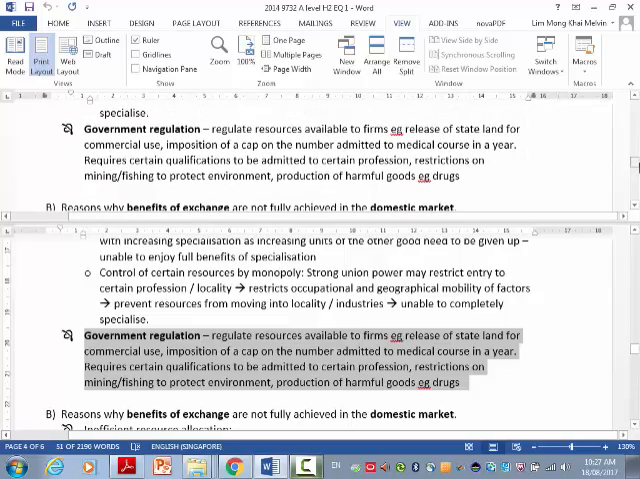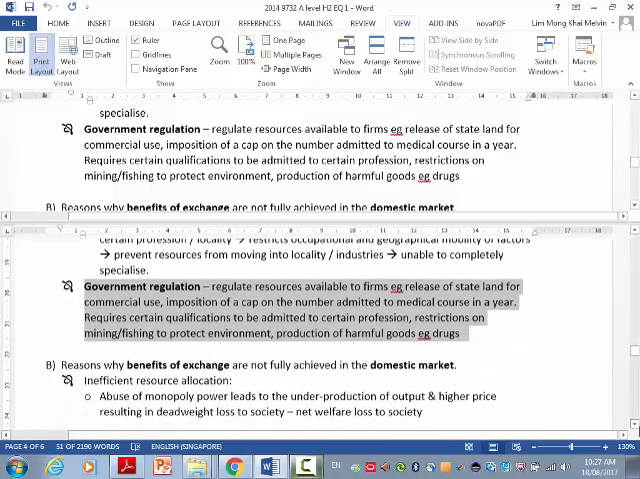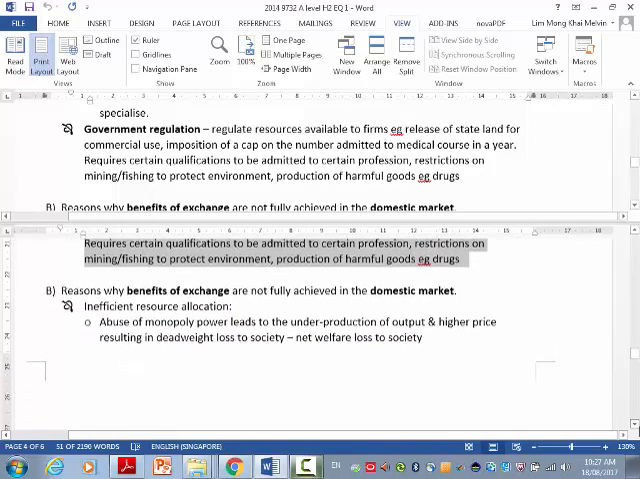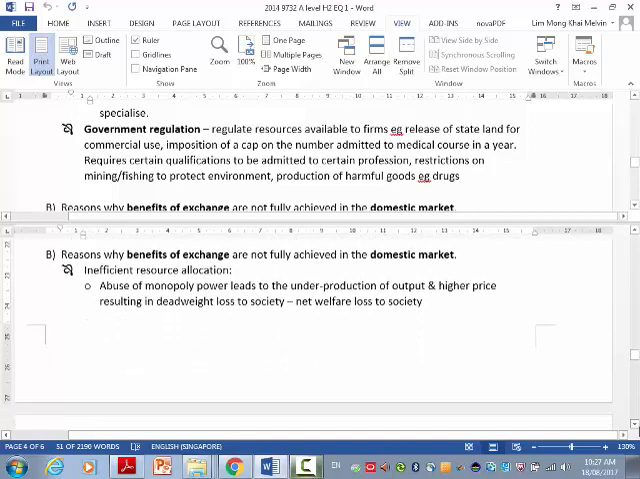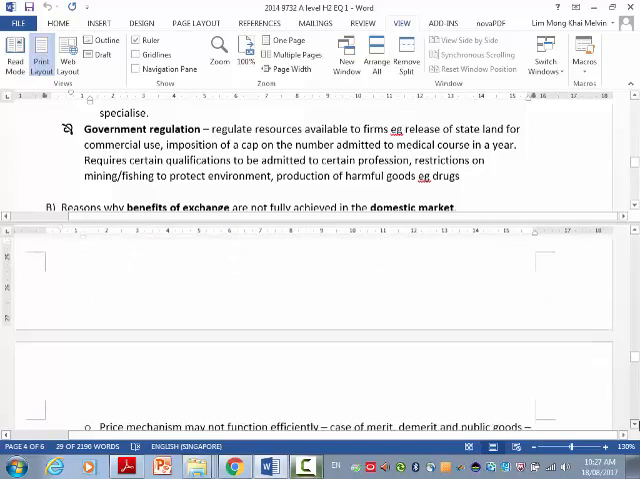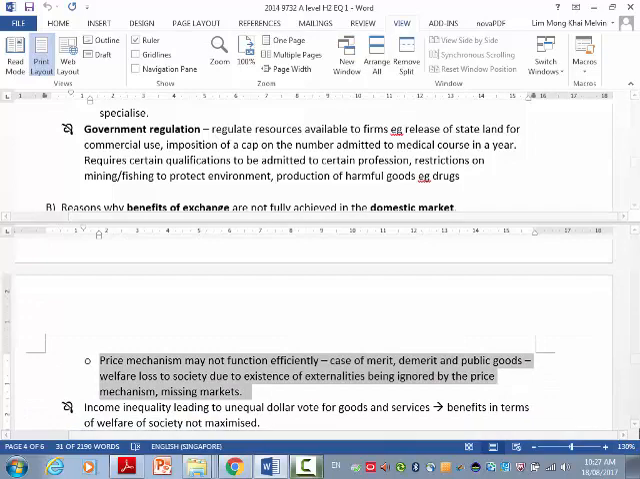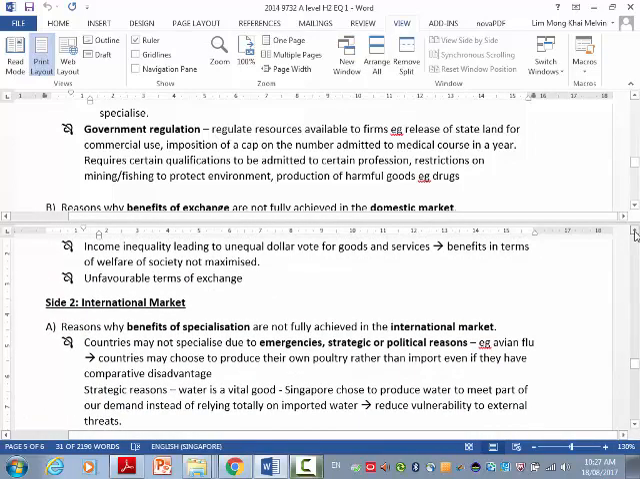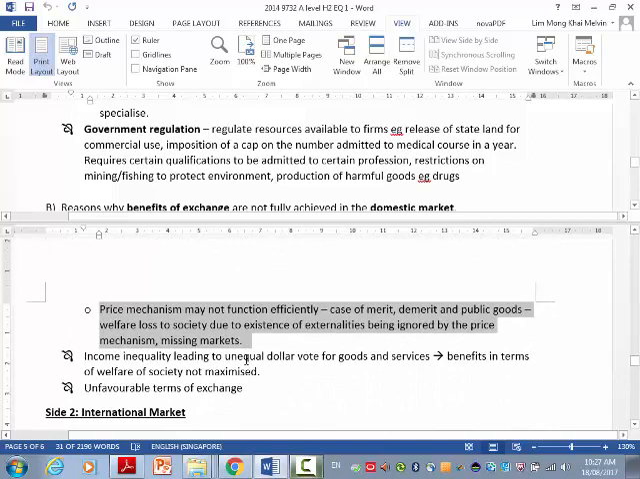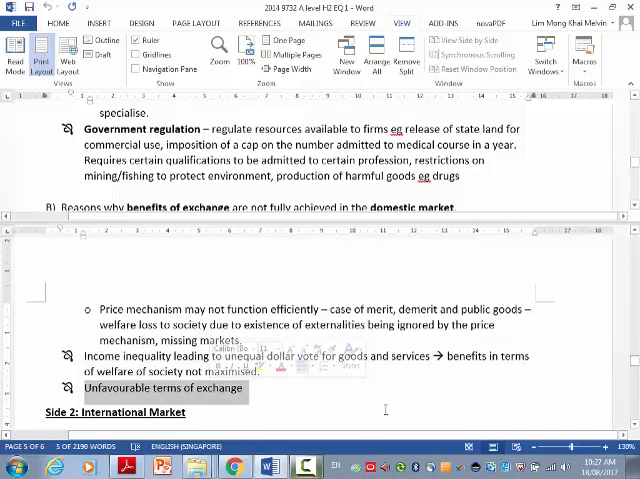Alright. Now move along. So for those who want to complete, you can look at the top. Now I move along. Reasons why benefits of exchange are not fully achieved in domestic markets. So now we're talking about benefits of specialization. Now we talk about exchange. Again, it could be because of abuse of monopoly power, inefficient resource allocation. You can talk about market failure. The price mechanism may not function efficiently because of market failure. There could be income inequality, or even quite simply, unfavorable terms of trade.